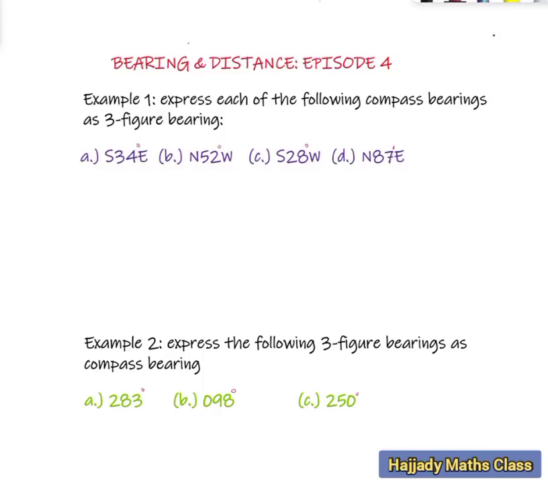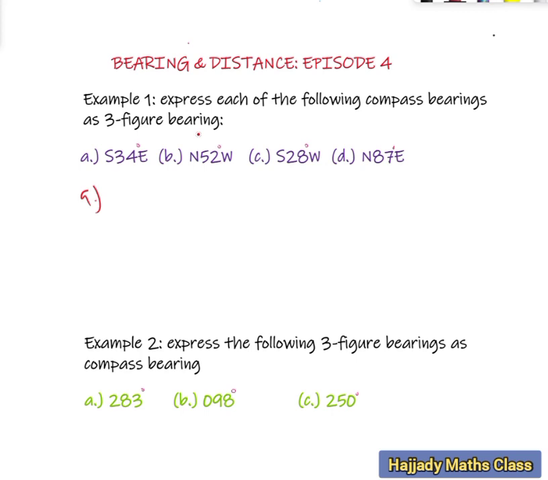Today we shall continue with our topic on bearing and distance, and today we'll be working on episode 4. Now the example says: express each of the following compass bearings as three-figure bearings. Doing the first one, we have 34 degrees southeast.